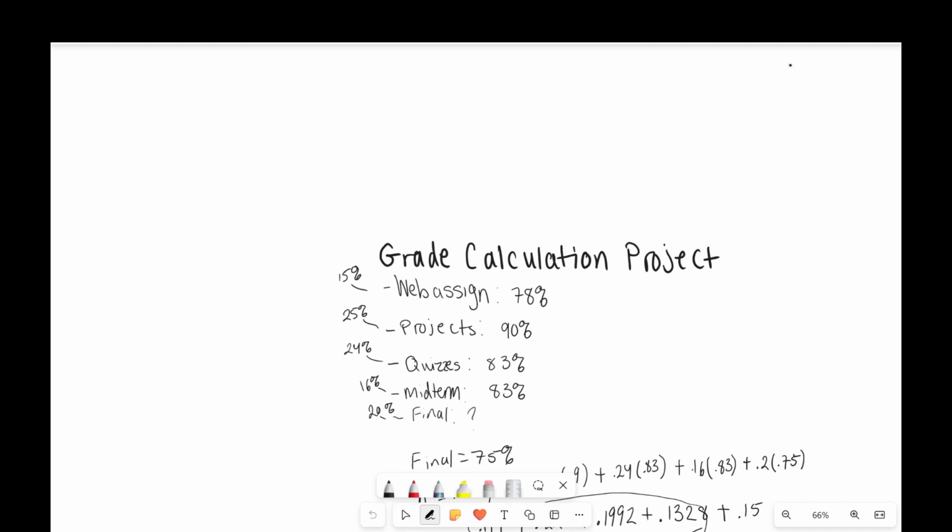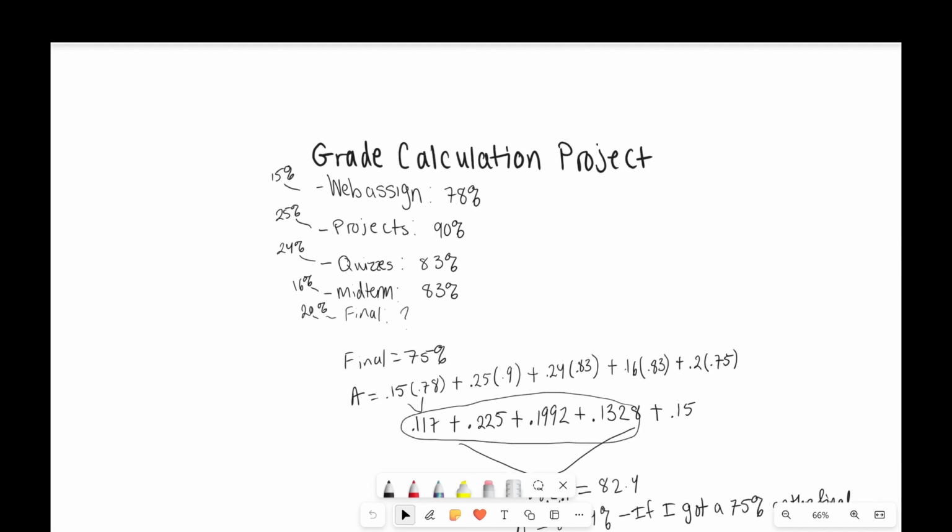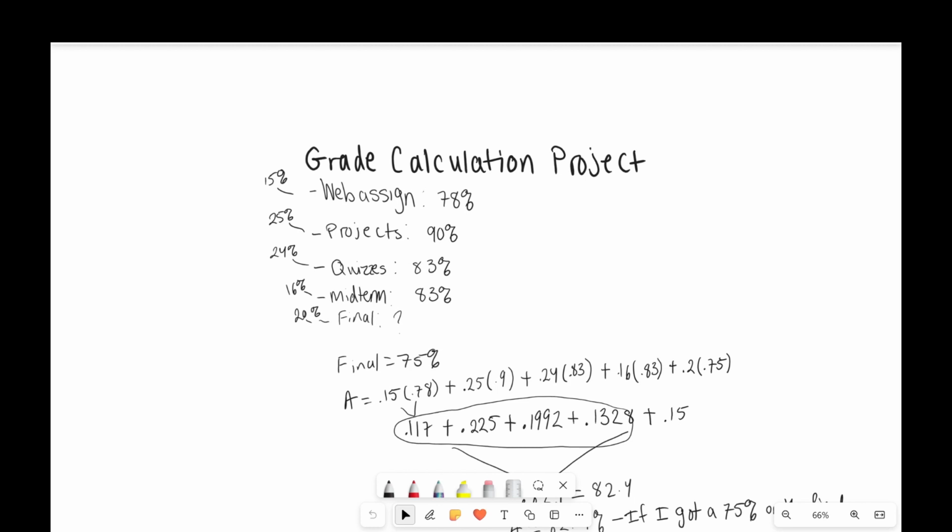And then these are what each assignment is worth out of the final grade. So the web design is worth 15% of the final grade. Projects is 25, quiz is 24, midterm 16, final is 20.